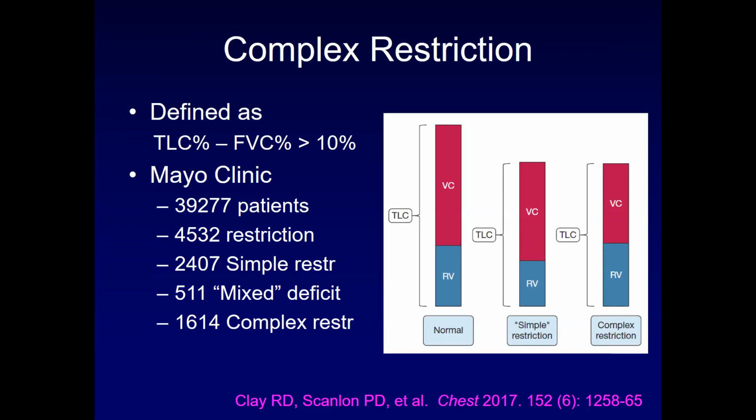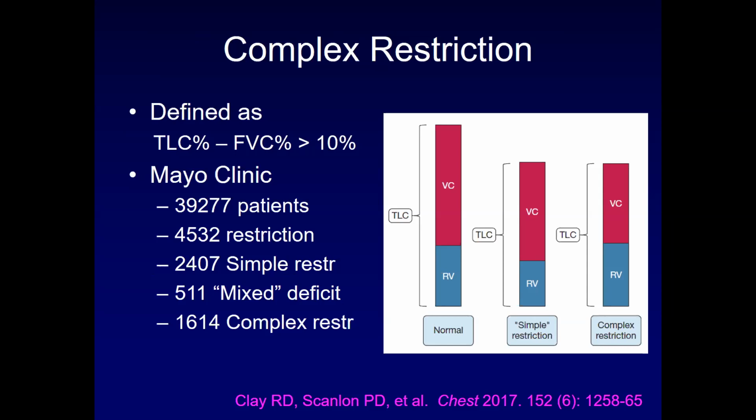I spoke a few moments ago about complex restriction. This is something that's debated in the medical literature, but there's a study that came out of the Mayo Clinic in 2017 in which they tried to define something called complex restriction. Complex restriction is defined as a total lung capacity minus the forced vital capacity greater than 10%.